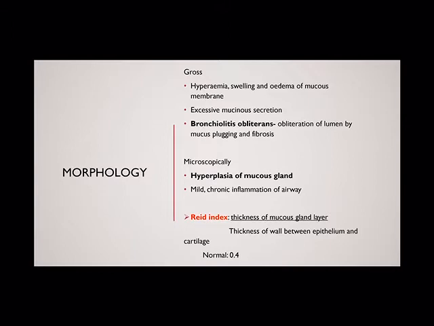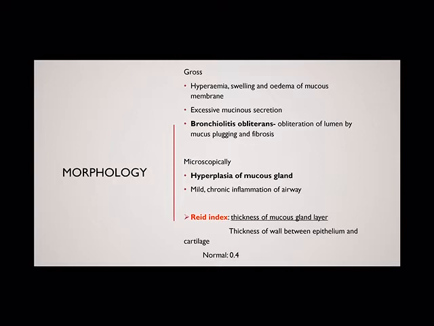So morphology. Grossly when you look, you will have the signs of inflammation: hyperemia, swelling, edema, etc. And then excessive mucus secretion. Now you have something called bronchiolitis obliterans. That is obliteration of your lumen by mucus plugging and fibrosis. That is, in your airway, the mucus starts plugging, and along with that, the inflammation leads on to fibrosis. So both start blocking or obliterating your bronchioles. So this is called bronchiolitis obliterans, obliteration of your lumen.